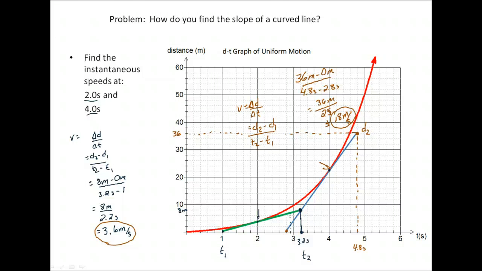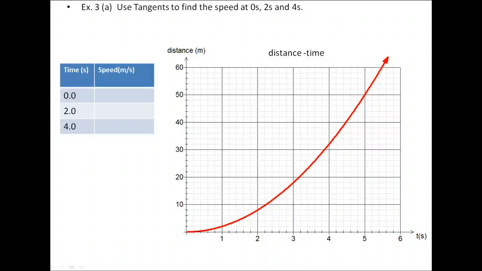And now what I'd like you to do for homework is to finish example 3a. So use tangents to find the speed at 0, 2, and 4 seconds.